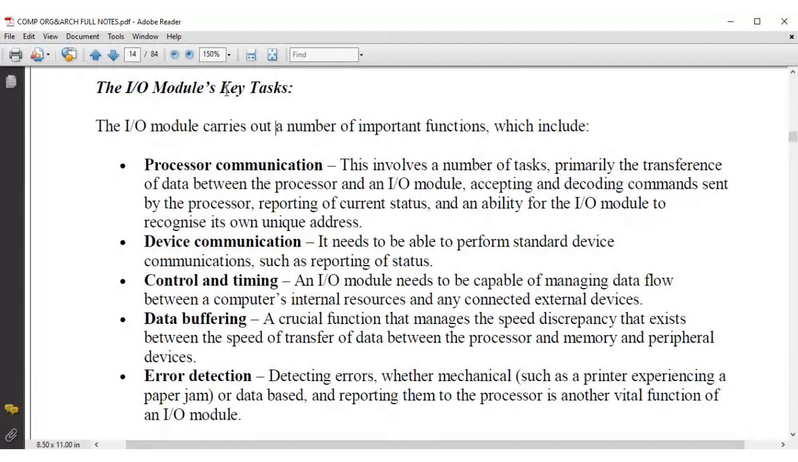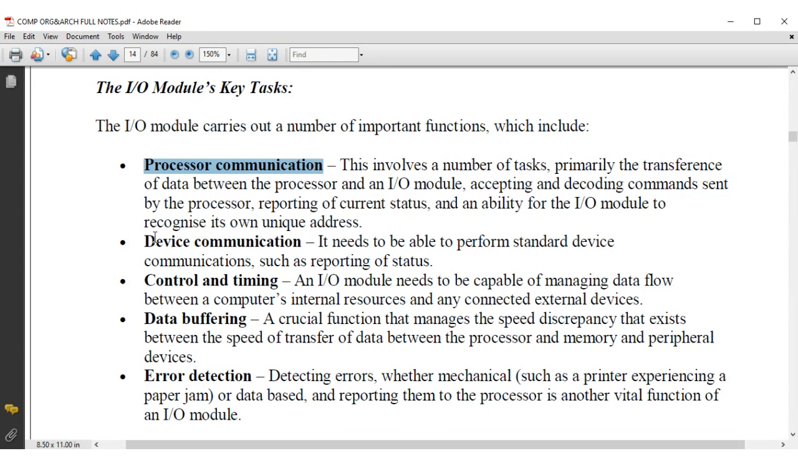The function of a module, number one, is processor communication. Basically, this is just the work of processor communication. This is basically to accept and decode commands sent by the processor, reporting of current status, yeah, and also recognize the unique address of that device that has been connected. So if the CPU wants to communicate with that device that has been connected to that port, the port that is being hosted by that module, the CPU will do that communication through that module. So any communication coming from the processor, all right, to that device goes through that module.